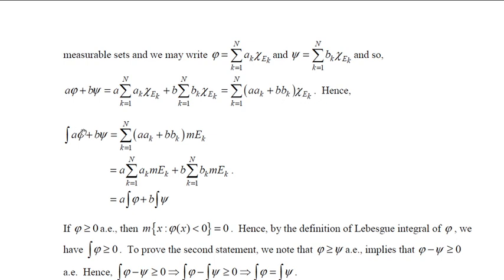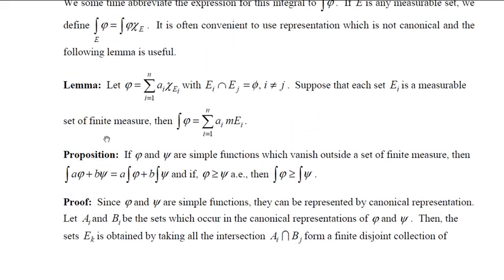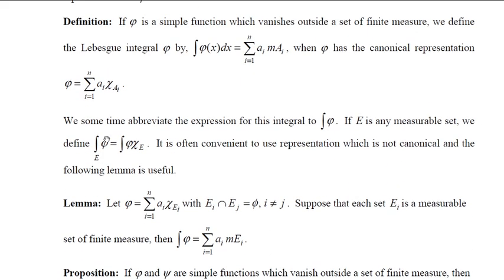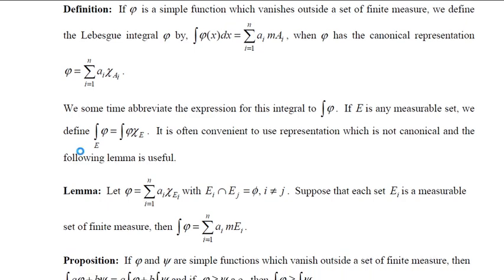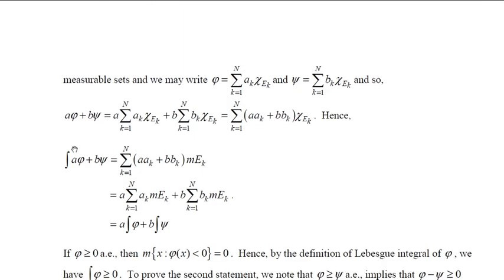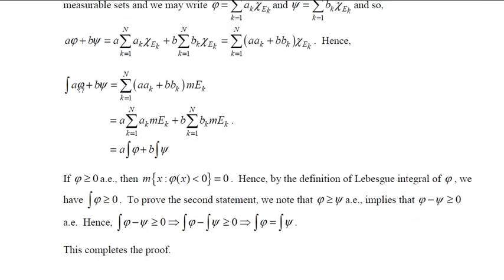But by the definition of the Lebesgue integral, see, we have defined this. So by this definition, the integral of a phi plus b psi is equal to the summation k from 1 to n of (a a_k plus b b_k) times the measure of E_k. But if you split this into two, we get this, where this is nothing but a times the integral of phi plus b times the integral of psi. So we have proved the first part.